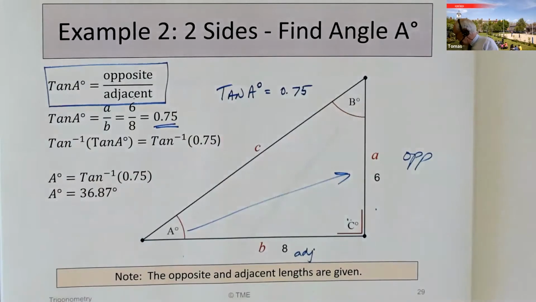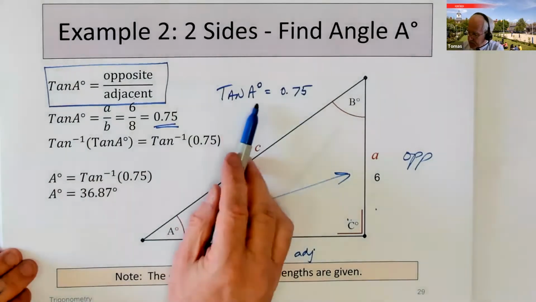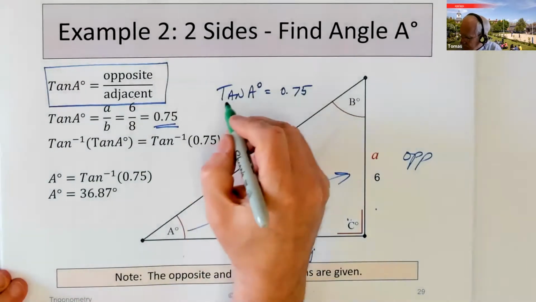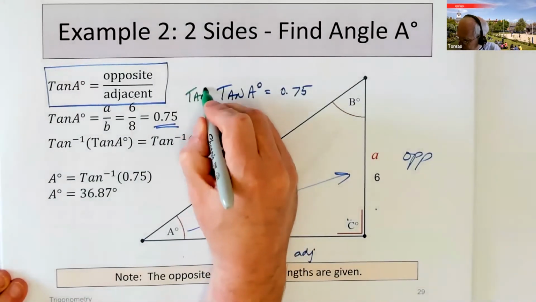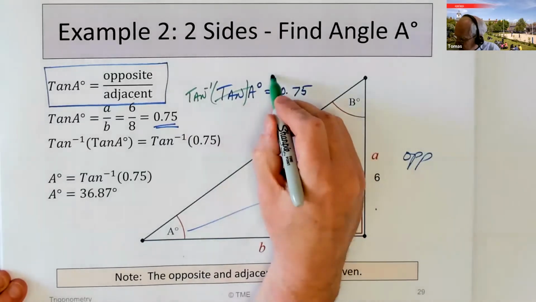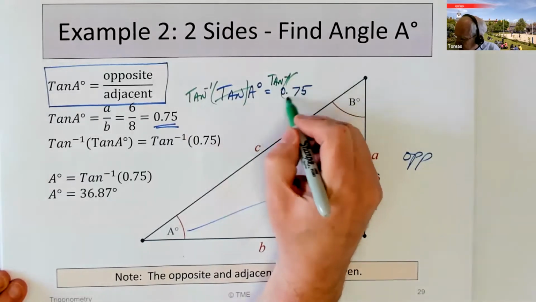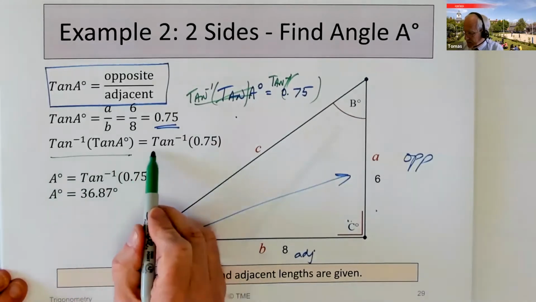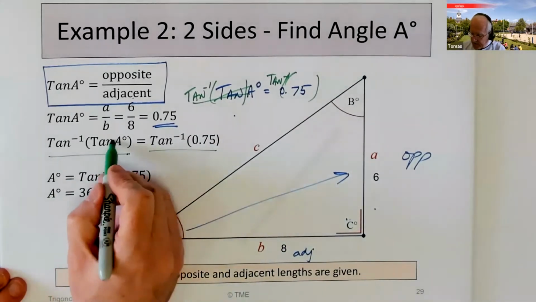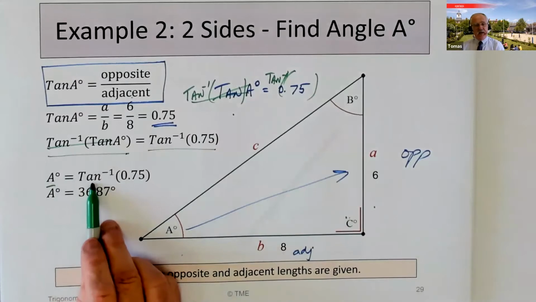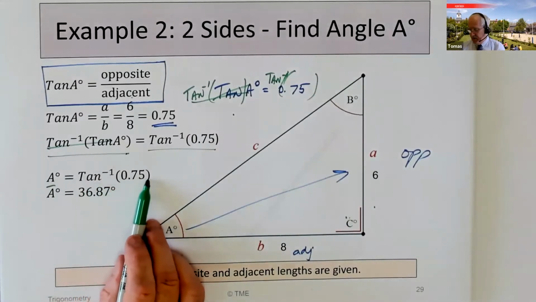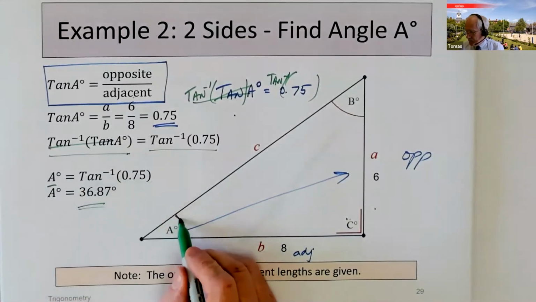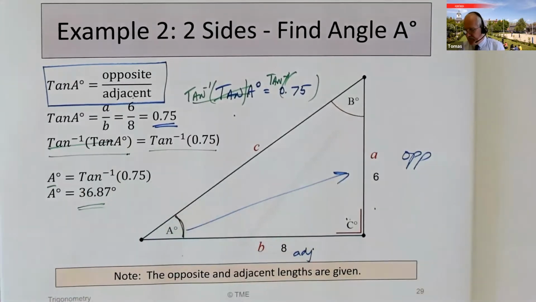But the question I was asked was to find A, not tan of A. But how can I get rid of tan? Well, if I was to do tan inverse here, tan inverse, I would just get A. So tan inverse of tan A is tan inverse of 0.75. They cancel. And this is on a calculator. I type in 0.75, hit second function tan or inverse tan, and I get my angle. So that's how I did that.